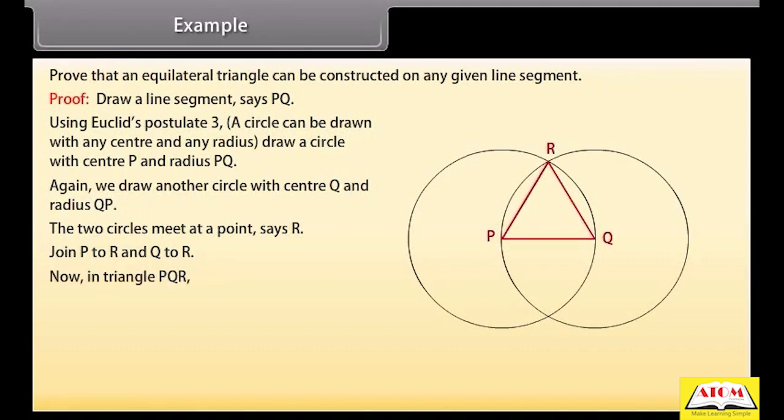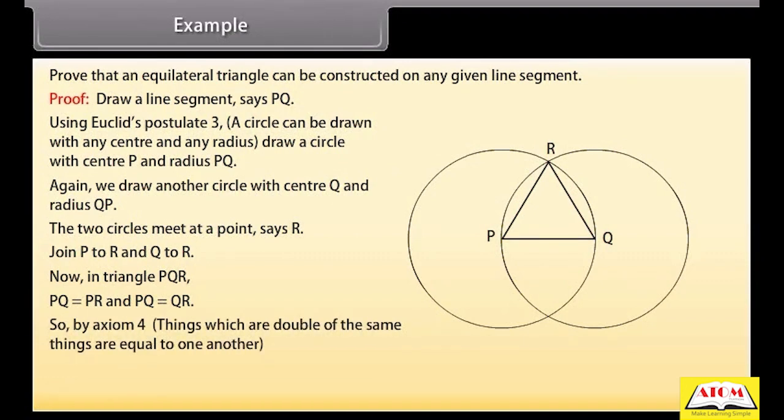Now in triangle PQR, PQ is equal to PR and PQ is equal to QR. So, by axiom 1, things which are equal to the same thing are equal to one another. We get PQ equals QR equals PR. Hence, triangle PQR is an equilateral triangle.